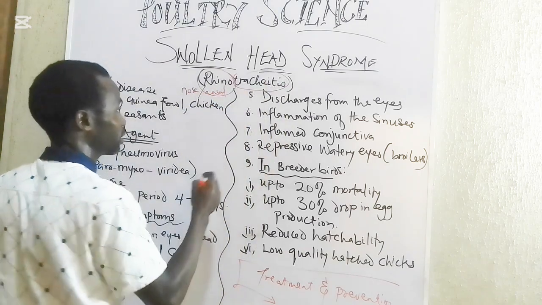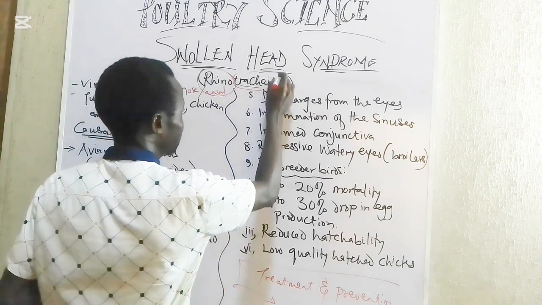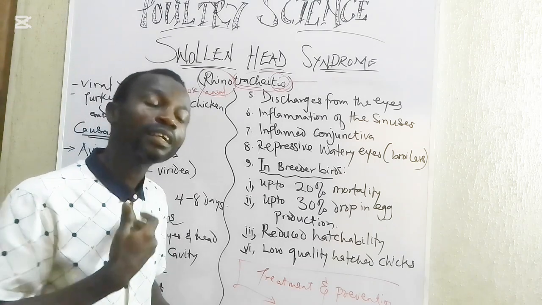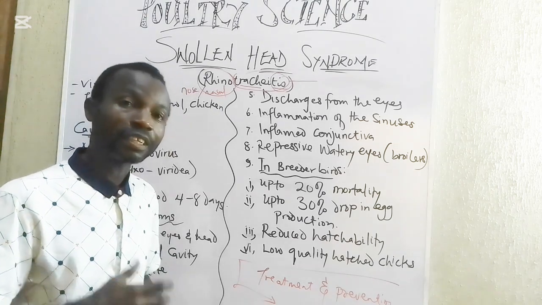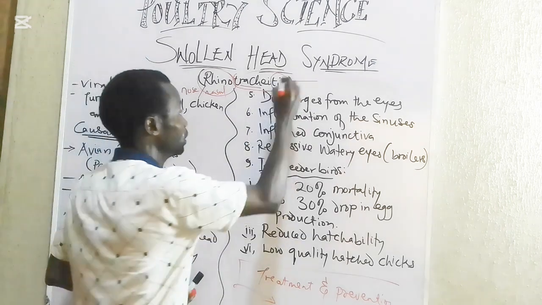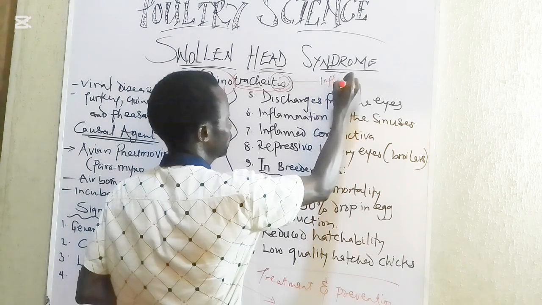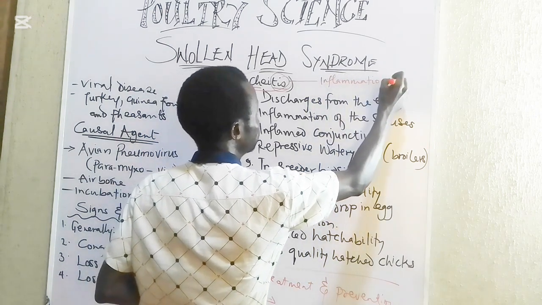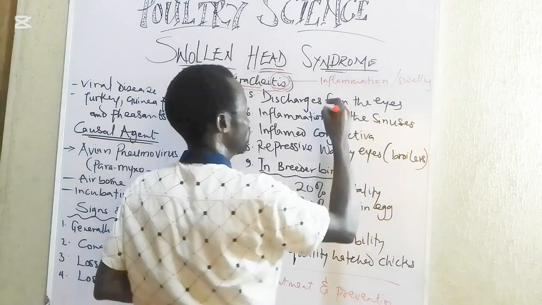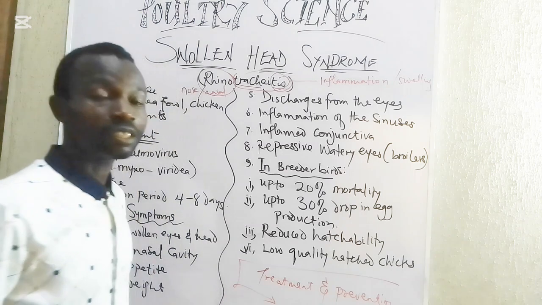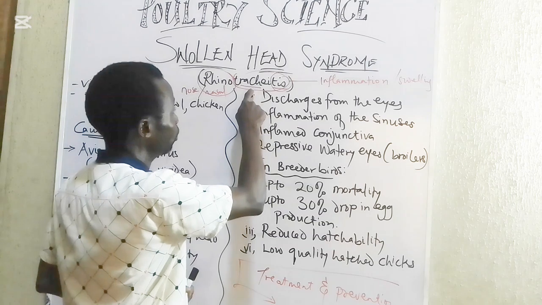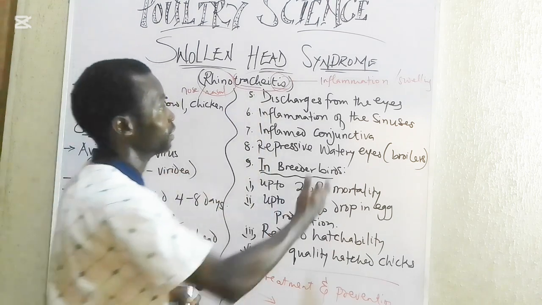Now you see tracheitis. Let's see trachea first and then itis. Trachea has to do with the respiratory tract, the upper respiratory tract. And itis means inflammation or swelling, something distended. Now these are all scientific terms, the scientific jargon. Now you see nasal and respiratory tract inflammation.